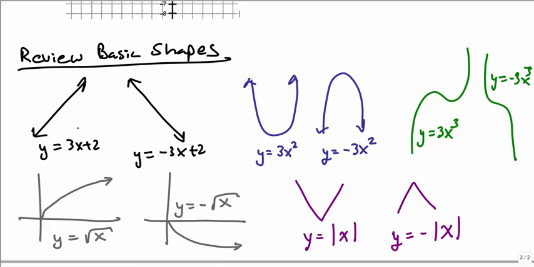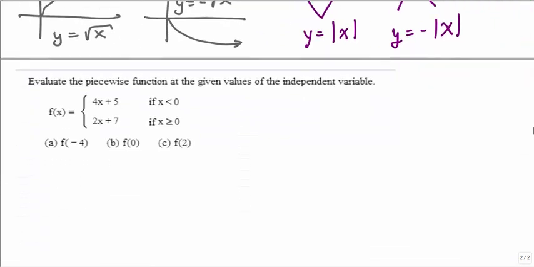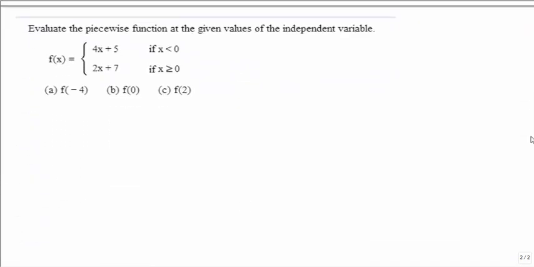Now another type of graph that we'll see in here, not just these individual graphs, but we'll be seeing piecewise functions. So this example that we have here is straight from my math lab. It says evaluate the piecewise function at the given values of the independent variable. Okay, well you don't have to graph this if you don't want to, but it is pretty helpful. If you don't want to graph this, what we need to do is look at the domain restrictions. So here we're looking at values that are less than 0. These are values for x less than 0.